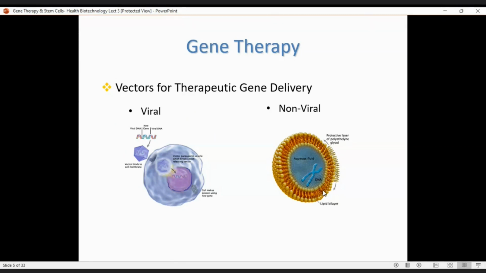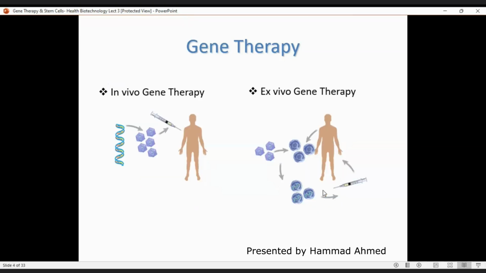And if we talk about the types of gene therapy, there are two main types: in vivo and ex vivo. In vivo gene therapy, as the name indicates, delivers the gene inside the living body of an organism, while in ex vivo we take cells out of the body and then perform our experiment in the lab. That is ex vivo gene therapy.